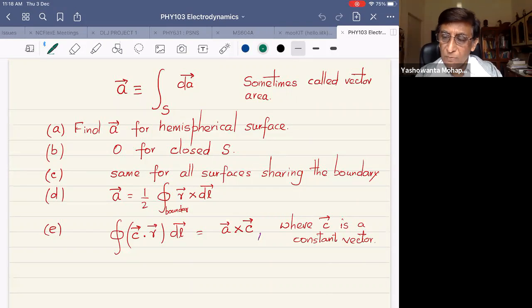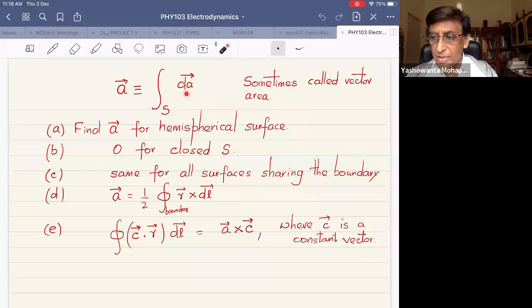The problem is that you define an area vector. This is the definition: if you take a surface and sum over all the dA over that surface, then the resultant we can call a vector area. This is very useful in this course because we use dA integrals very often, and later you will see that in the magnetic dipole moment calculation this is essential, because for a current loop, the area enclosed comes into the calculation of the magnetic moment.